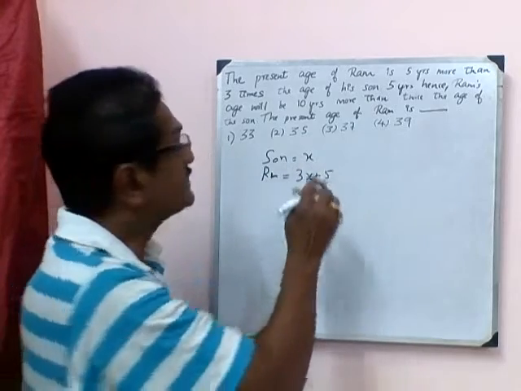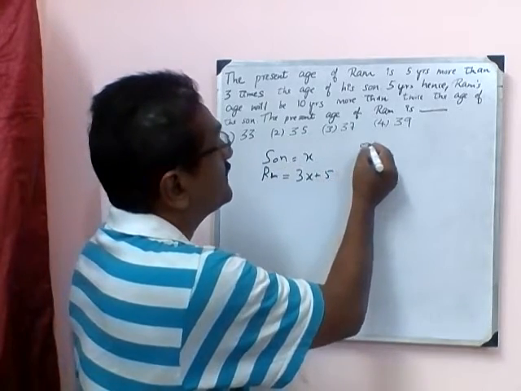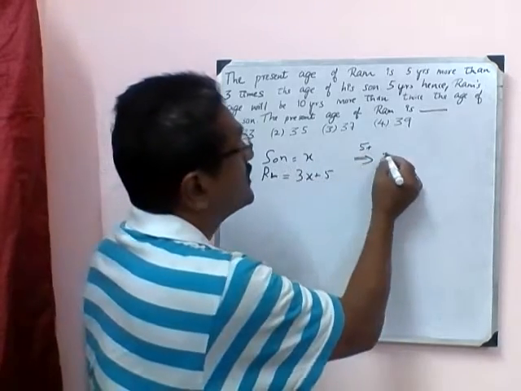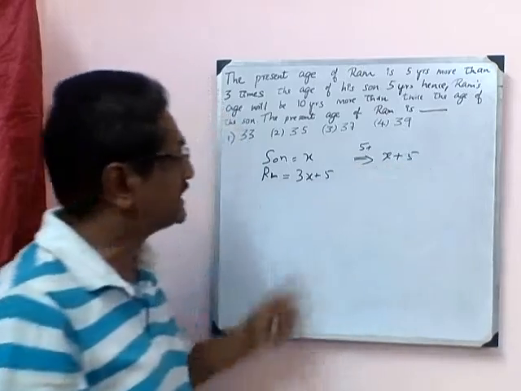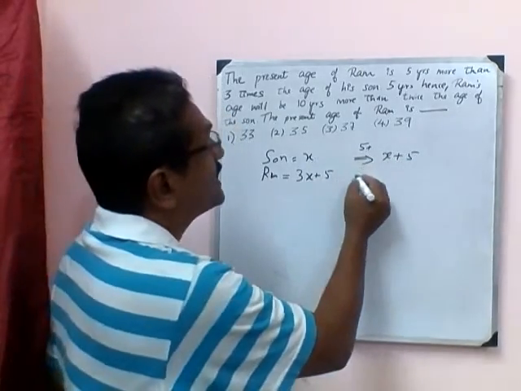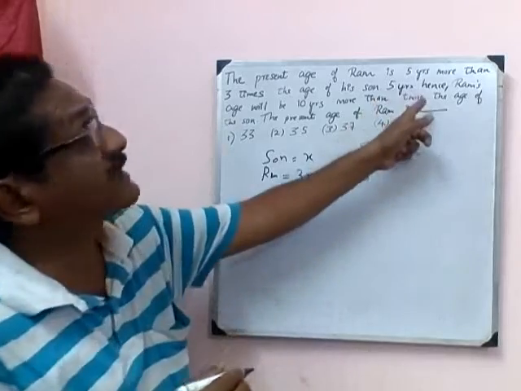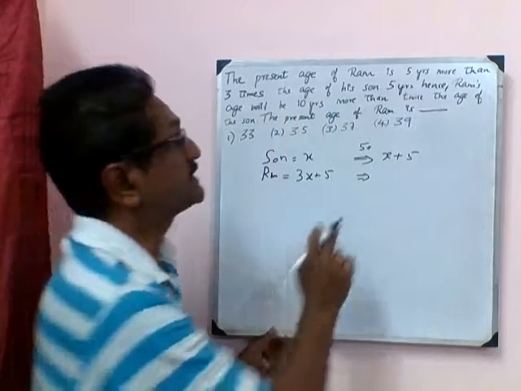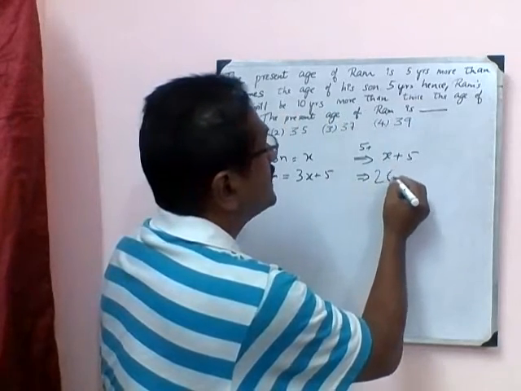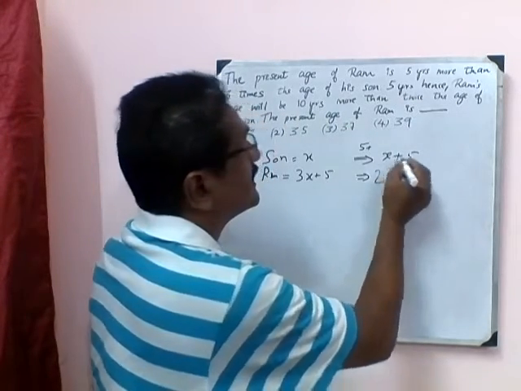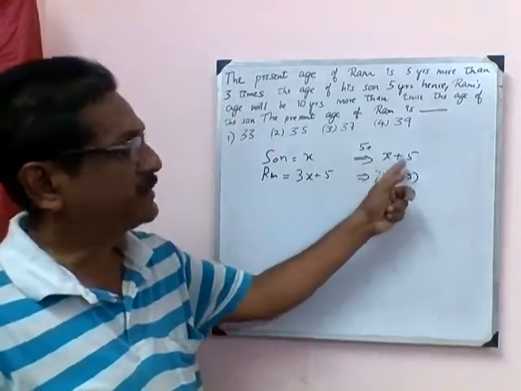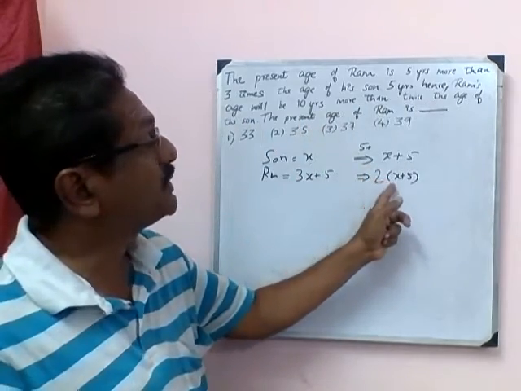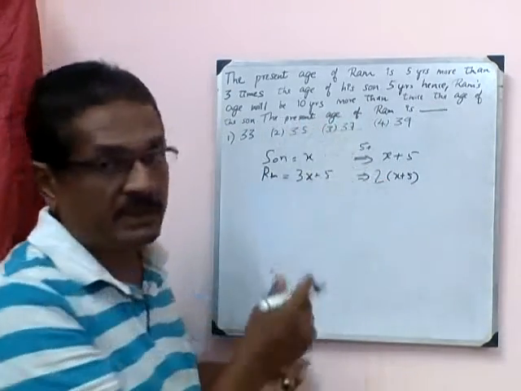So what will be the son's age after 5 years? Let us assume the son's age is presently x. So after 5 years, this will be x plus 5. And similarly, from the given condition, Ram's age will be 10 years more than twice the age of his son. Twice the age of his son will be 2 into x plus 5, because we have seen that after 5 years the son's age will be x plus 5. It is easy to understand.